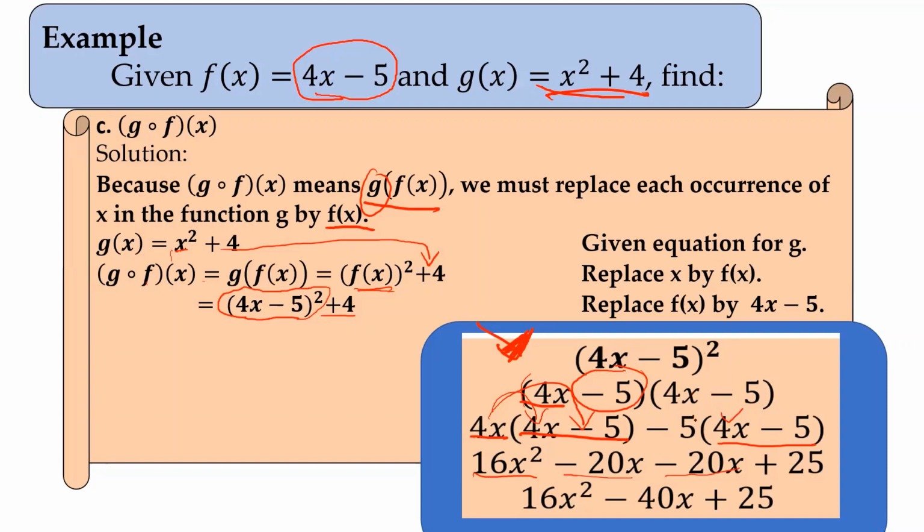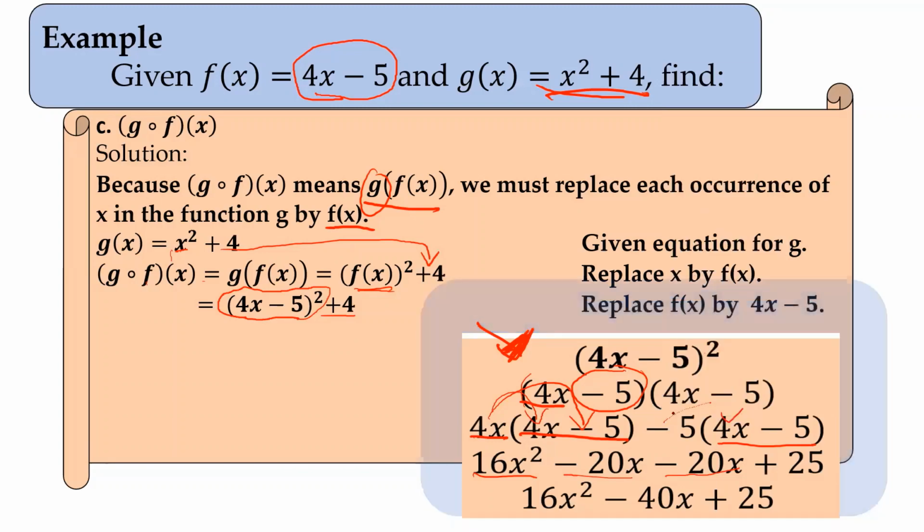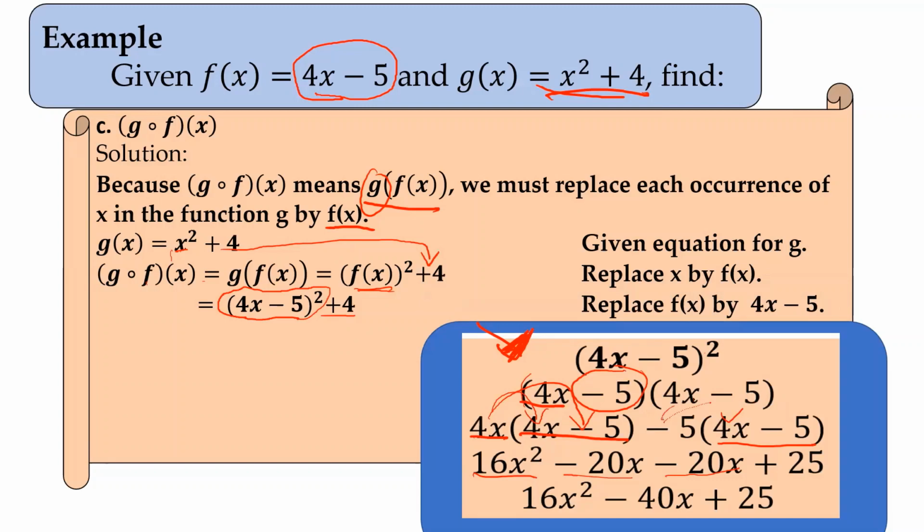Next, we have negative 5. Alright? Negative 5 times negative 5, that would give us positive 25. Negative and negative, that's why positive siya. Then we can combine like terms now. Remember that we can only combine when they are the same term.